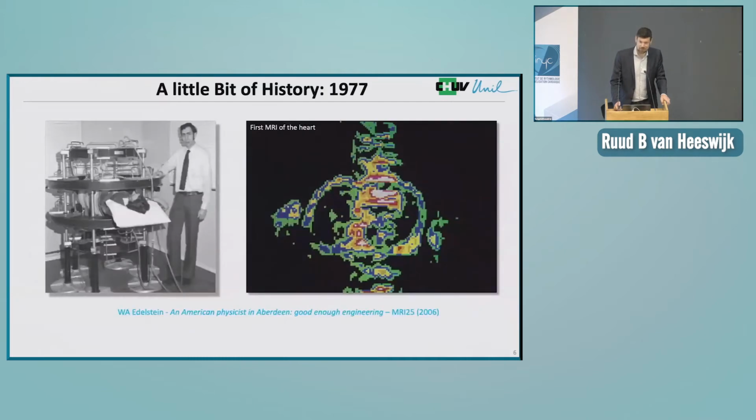So this image you might have seen also several times before. This is one of the first MR scanners in the world, on the left, from Aberdeen, with Bill Edelstein next to it. And on the right, you don't see a funny tapestry or something like this. This is one of the first cardiac images, or even the first cardiac image that there was. And if you look on the left and the right, you can kind of see the arms, and you can see the chest quite easily. But the heart, of course, is completely blurred.